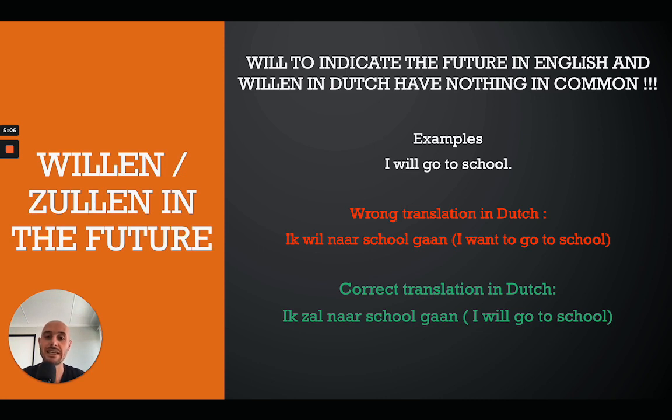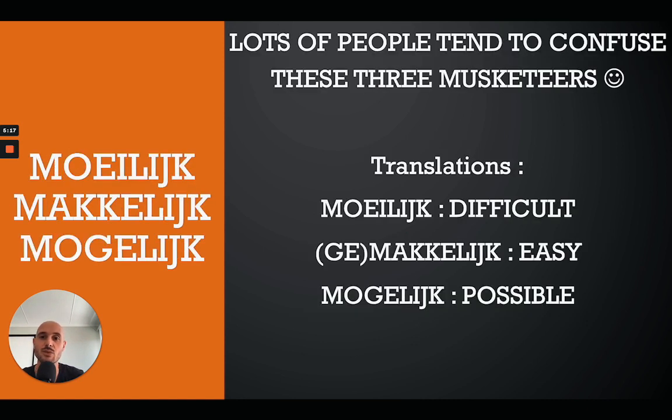And you will say, ik zal naar school gaan. And that means, I will go to school, or I shall go to school. Alright, we go to the next one and we take a look at the three musketeers. And these ones, well, unfortunately you kind of have to know them, but many people mix them up. Moeilijk is difficult, makkelijk is easy or gemakkelijk, both of them are the same, they both mean easy, and mogelijk is possible, right?